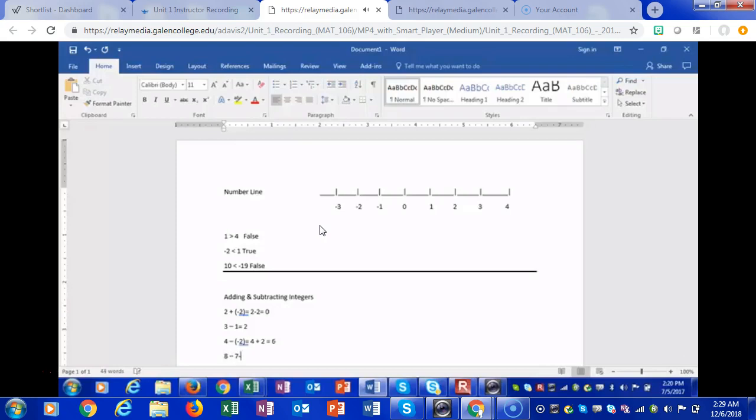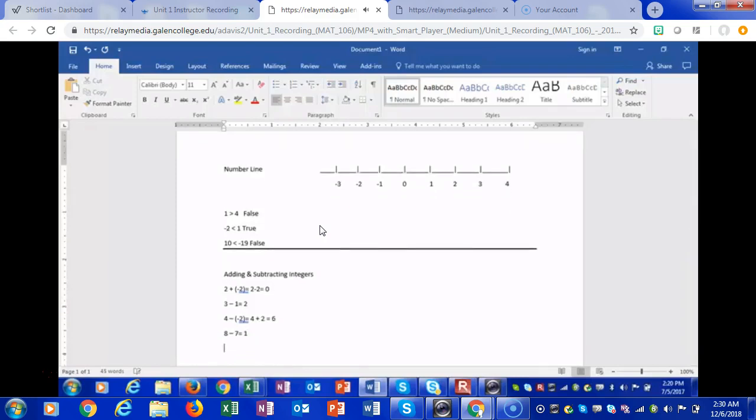What is 8 minus 7? If you're at 8 on the number line, you go to the left, 7. What is 8 minus 7? It should be 1. Okay? Let's do one more. 3 minus a positive 2. This is the equivalent of 3 minus 2. Because, of course, that negative sign is distributed inside of that parentheses. So 3 minus 2 is what? 3 minus 2 should be 1.